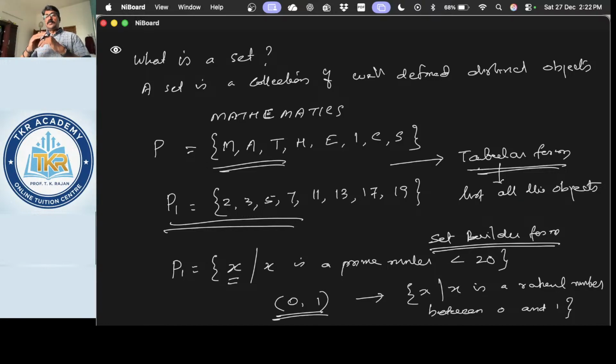So both tabular form and set builder form are commonly used, but in certain cases only set builder form or tabular form can be used. In all the cases we cannot use both these forms.